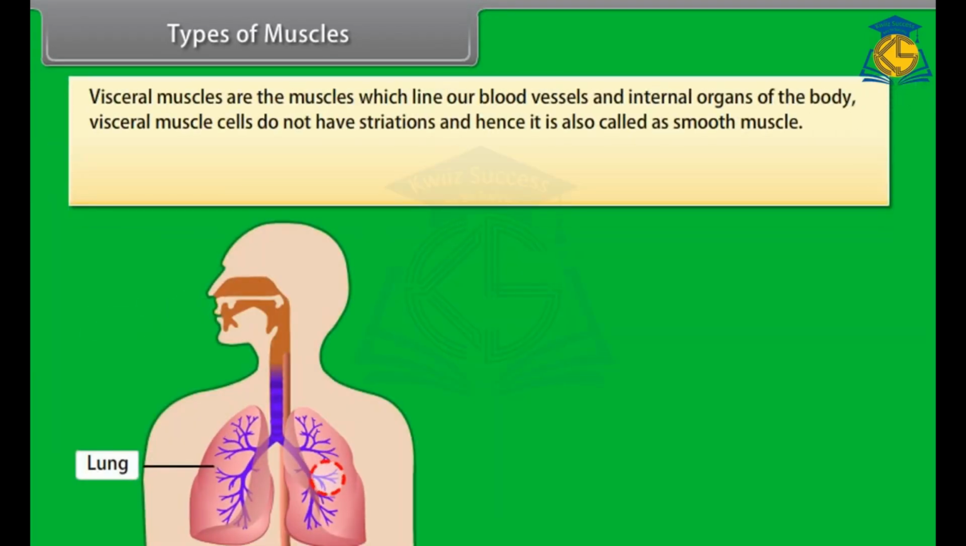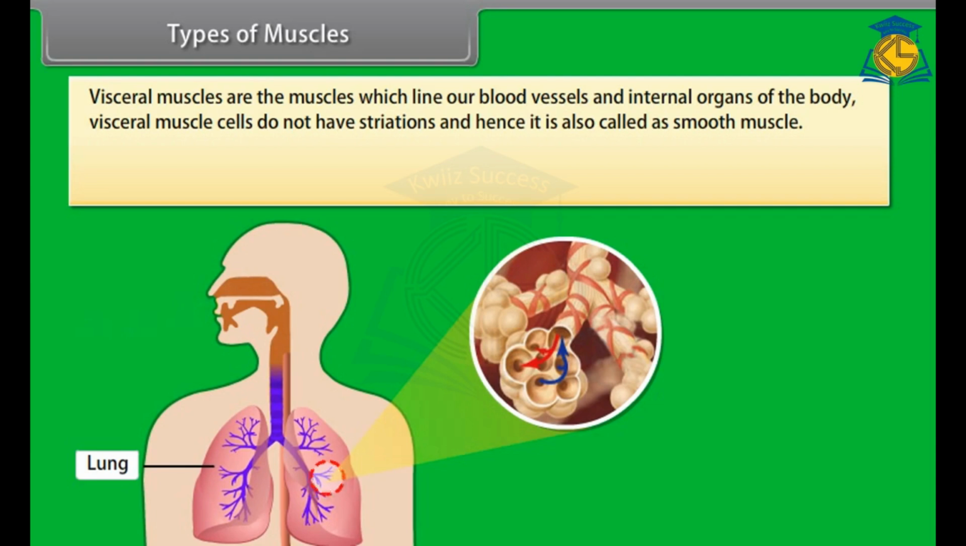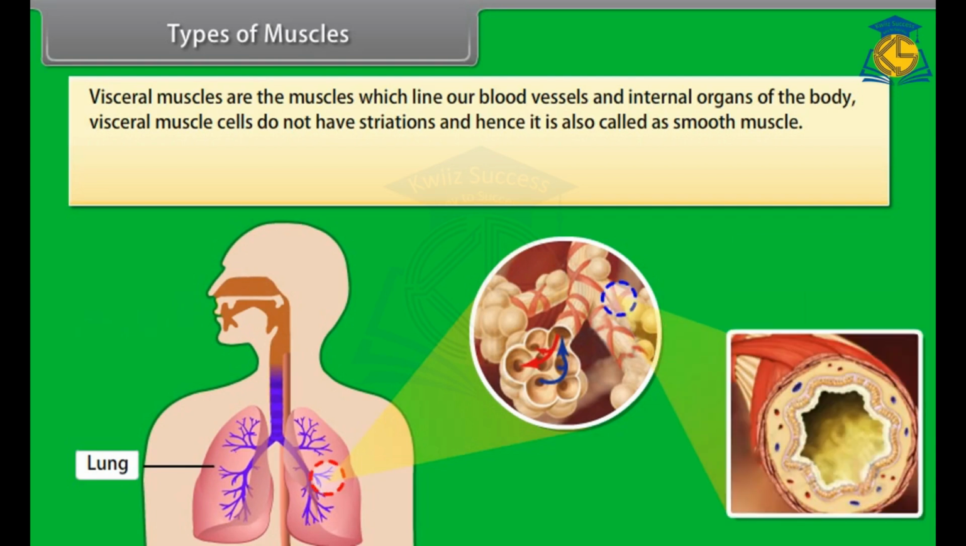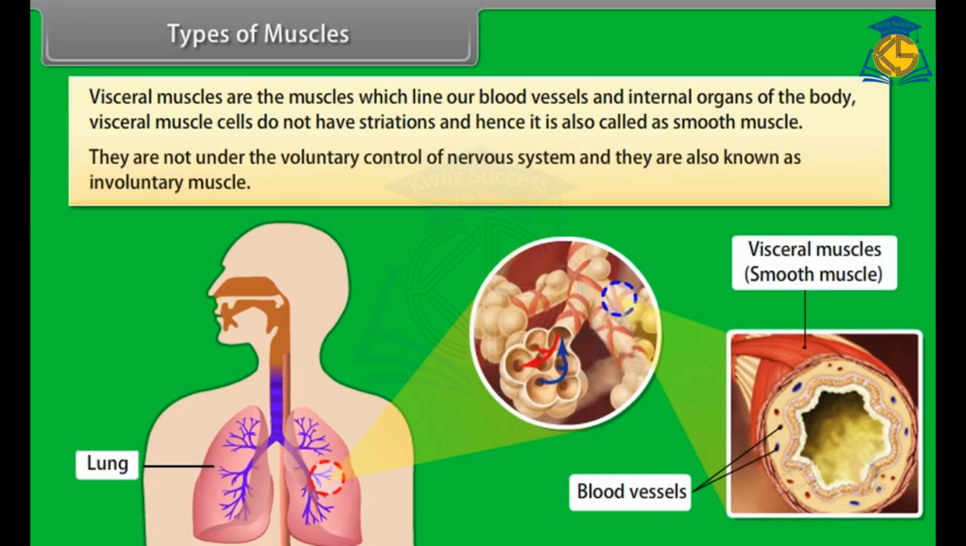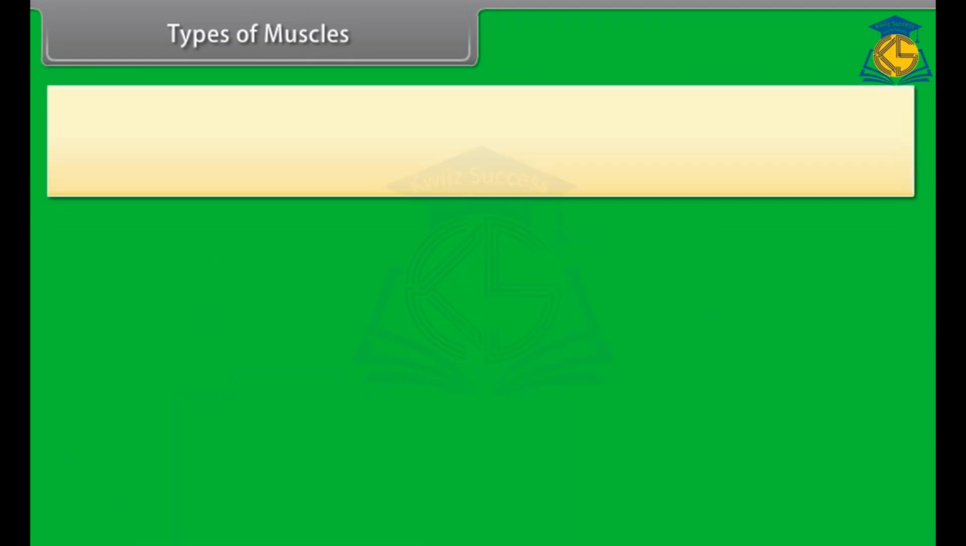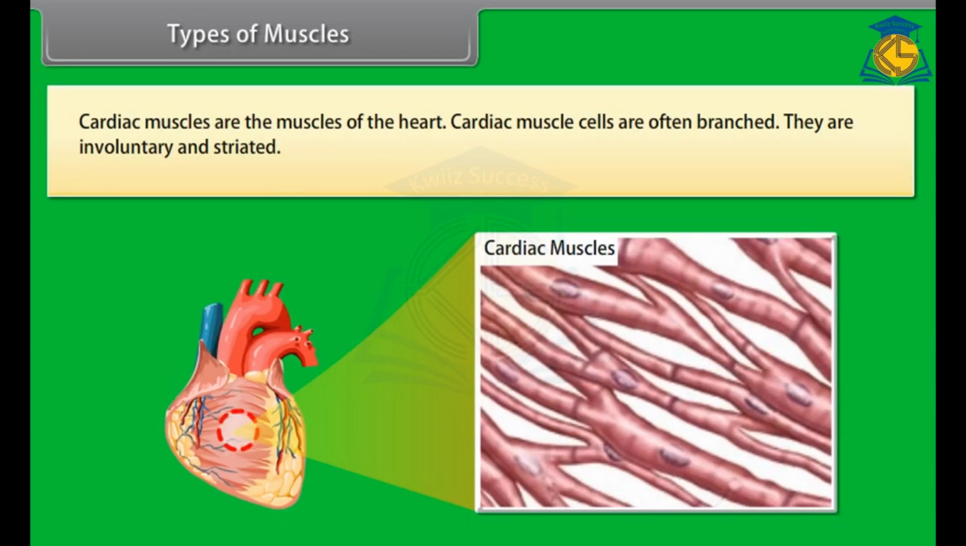Visceral muscles are the muscles which line our blood vessels and internal organs of the body. Visceral muscle cells do not have striations and hence they are also called smooth muscle. They are not under the voluntary control of the nervous system and are also known as involuntary muscles. Cardiac muscles are the muscles of the heart. Cardiac muscle cells are often branched. They are involuntary and striated.